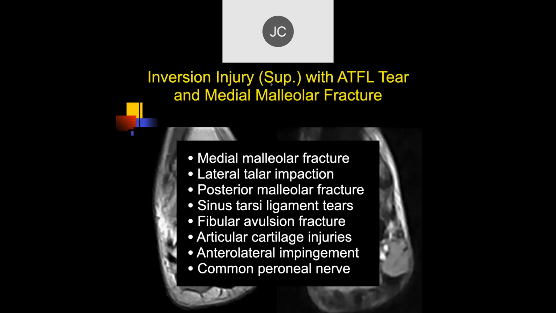So when you have this inversion type injury or a supination injury with an anterior talofibular ligament tear and medial malleolar fracture, you often will get lateral talar impaction. Posterior malleolar fractures are commonly associated with this type of injury. Sinus tarsi ligament tears are also common. You can get either a fibular avulsion fracture or tears of the ligaments. Articular cartilage injuries are common. You can also get anterolateral impingement that we'll talk about later. And the common peroneal nerve can also be injured with this kind of mechanism of injury.